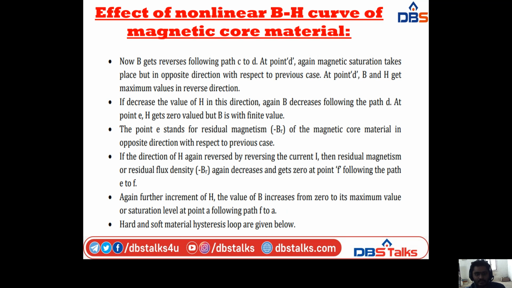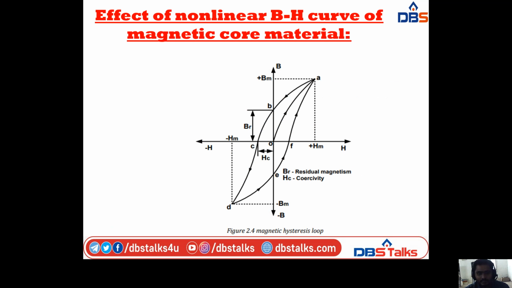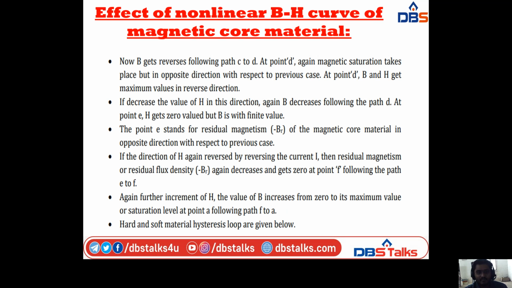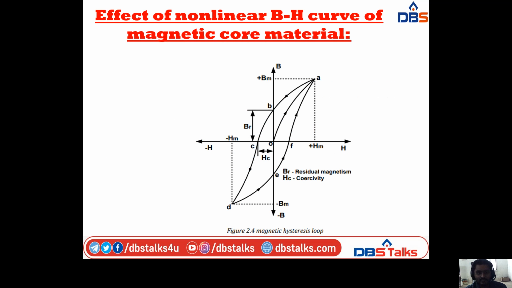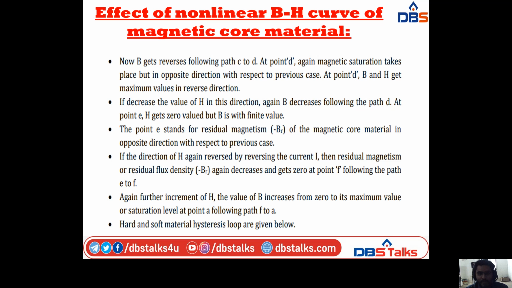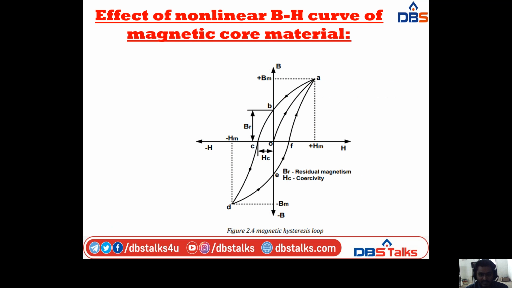Now B gets reversed, following the path C to D. If you see this diagram, the magnetic flux density B gets reversed following path C to D. So observe this: at point D, it is in the third quadrant.